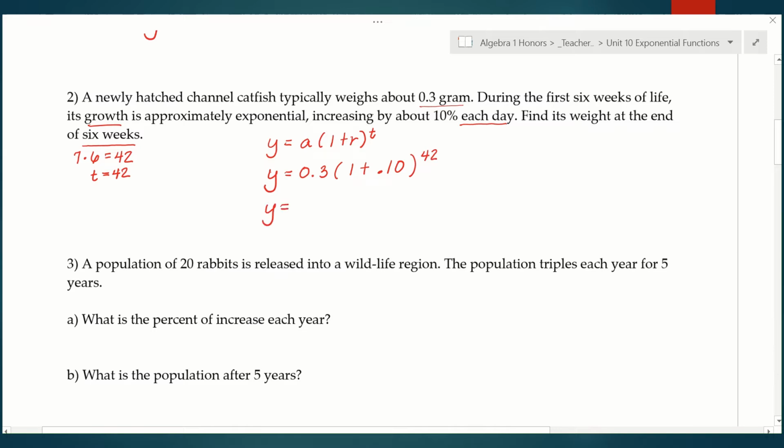All right, so I'm going to type this in my calculator. 0.3 times 1.1 to the 42nd power. Man, it's problems like this that I'm very thankful for calculators. Now it doesn't say anything about rounding, so we are going to just write our decimal out here and find the weight. This is grams.